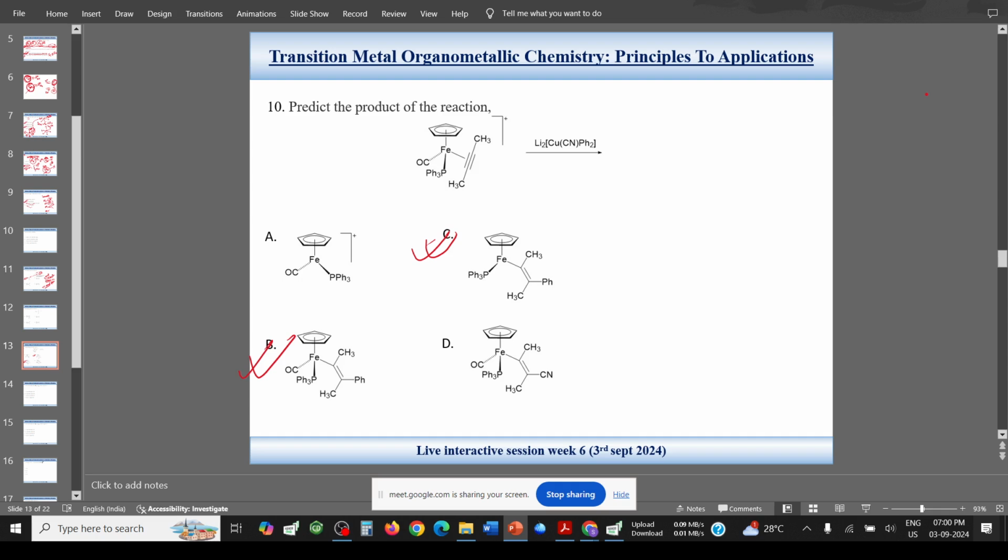Yes, very good. You are getting an idea of stability through the reaction. So this complex is a 16 electron complex, whereas this is an 18 electron complex with just the addition of one CO moiety. That's why option B is the correct answer, not option C. Okay, very good.